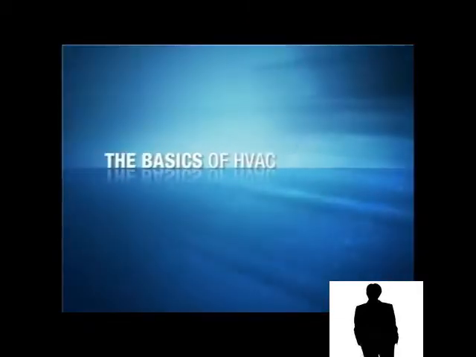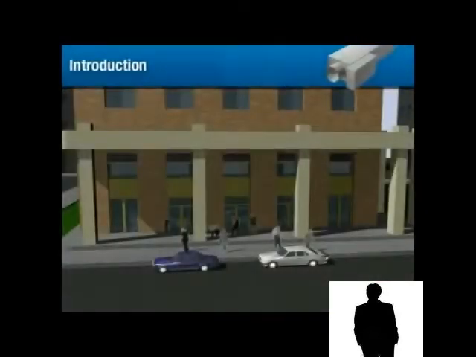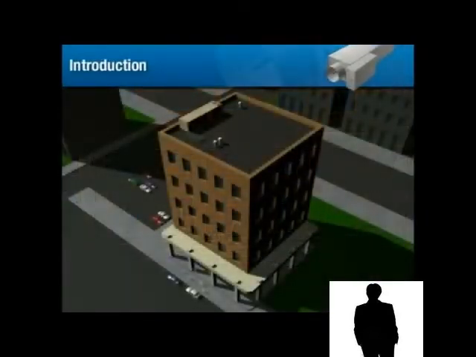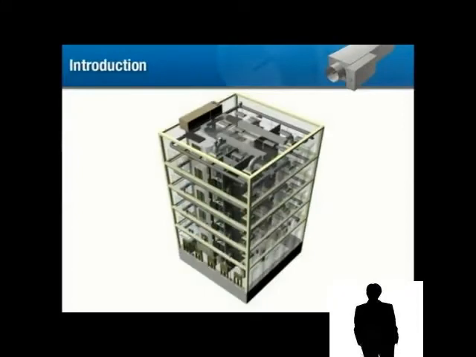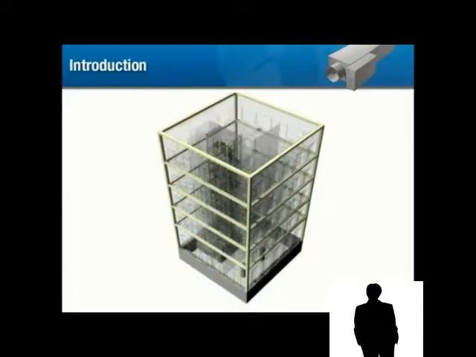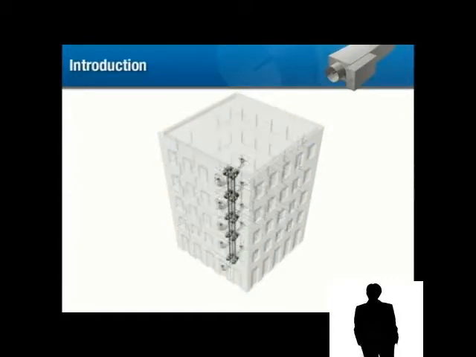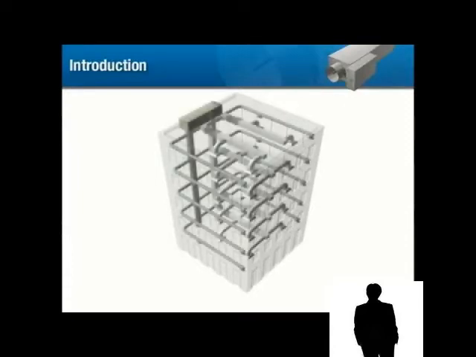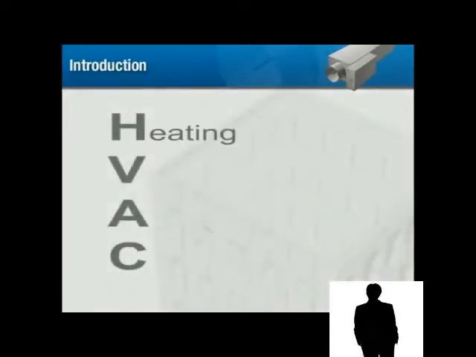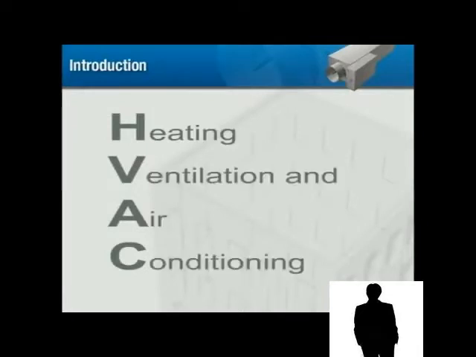The Basics of HVAC. The modern commercial or office building consists of many sophisticated systems. These systems include foundation and support structures, electrical and lighting, and plumbing and fixtures. Another major part of any building that is often taken for granted by its inhabitants is the HVAC system. HVAC stands for heating, ventilation, and air conditioning.